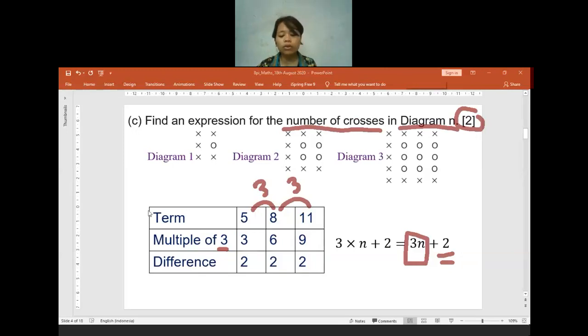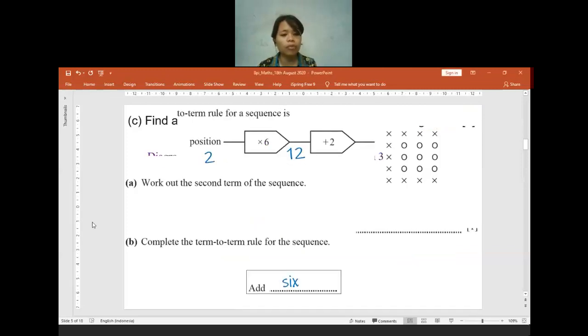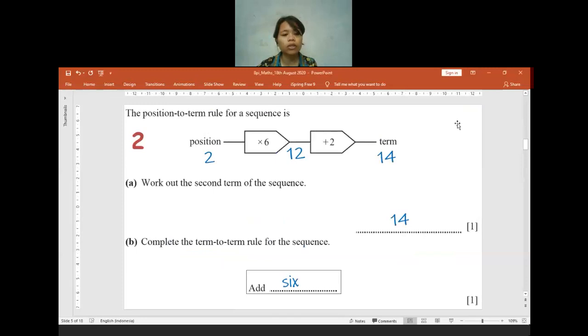Whenever you have any question, you can directly text me through the chat box, or you can unmute yourself and interrupt me, it's okay. For question 2, we have a function machine for the position-to-term rule here. So the position number, we will multiply it by 6 and then add 2.